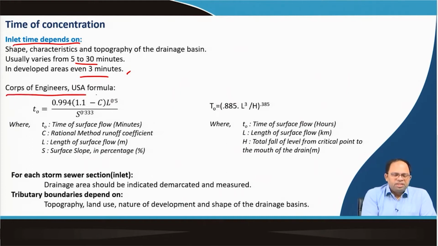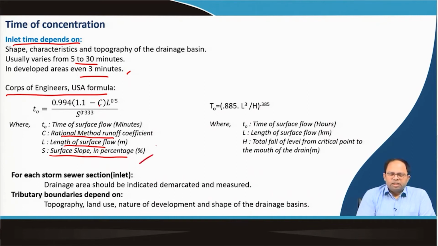The Corps of Engineers USA formula is the one most commonly used. T0 is equal to 0.994 into (1.1 minus C) into L to the power 0.5, divided by S to the power 0.333. S is the surface slope in percentage, L is the length of surface flow, and C is the rational runoff coefficient, because it is flowing over ground, so some amount of water is infiltrated. That is why the C value is taken, and the rest are constants.